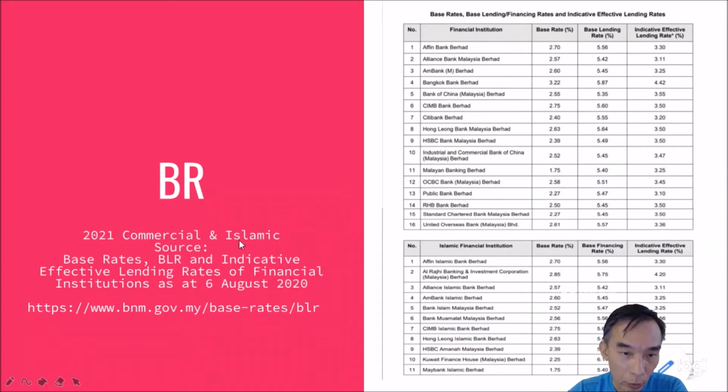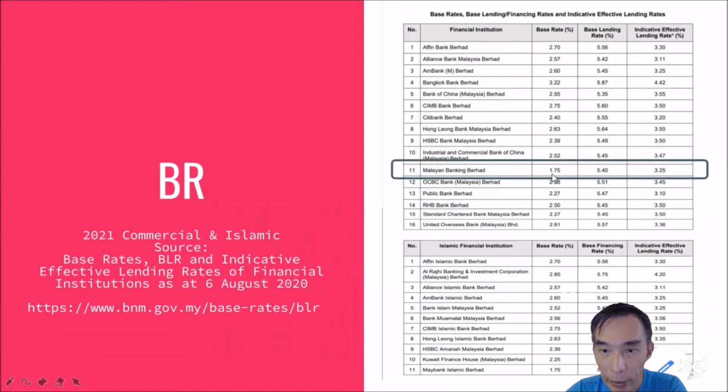So the commercial and Islamic sources, all these are based on the Bank Negara website, so you can go and check. Now just to give you an example, in the eventual time we will use Malayan Banking Berhad and also Public Bank Berhad. So these two, 1.75 is the BR for Maybank, but Public Bank is 2.27, and then the BLR is 5.4 and 5.47. The effective lending rate is 3.25 and 3.1.